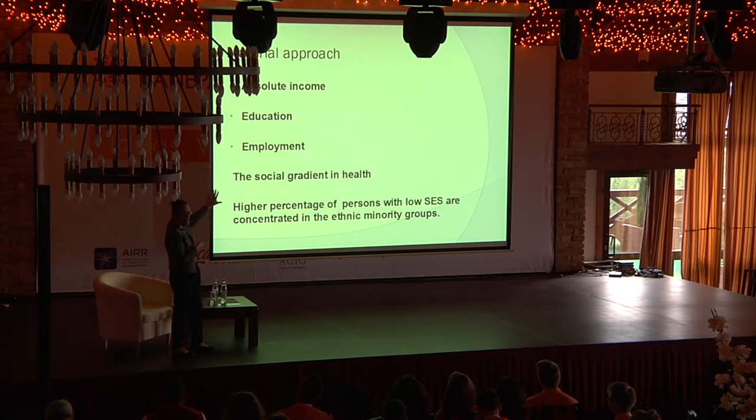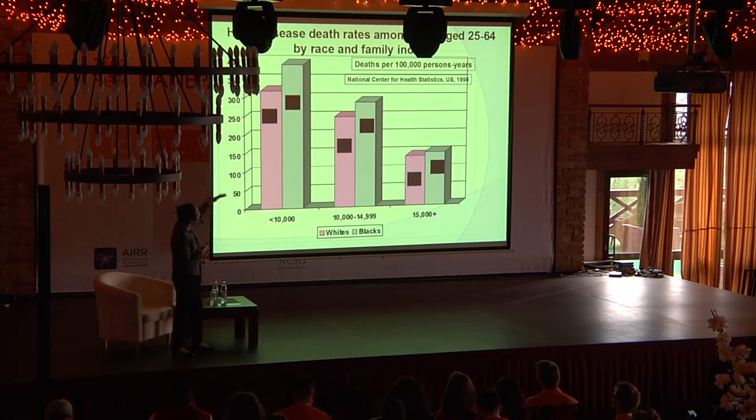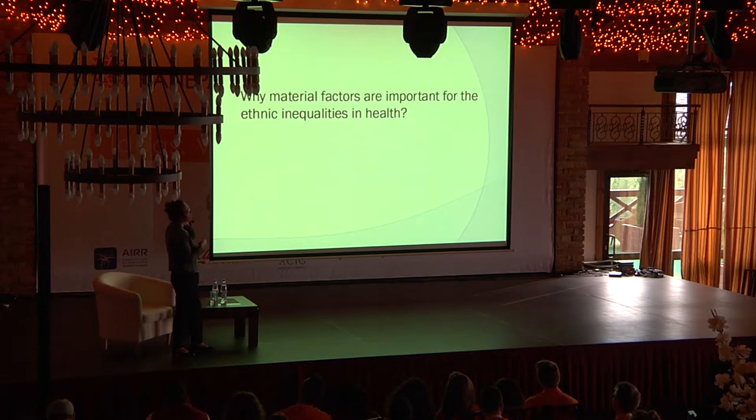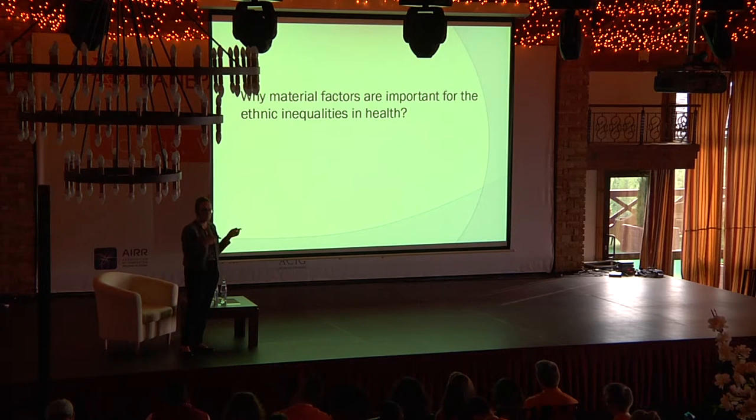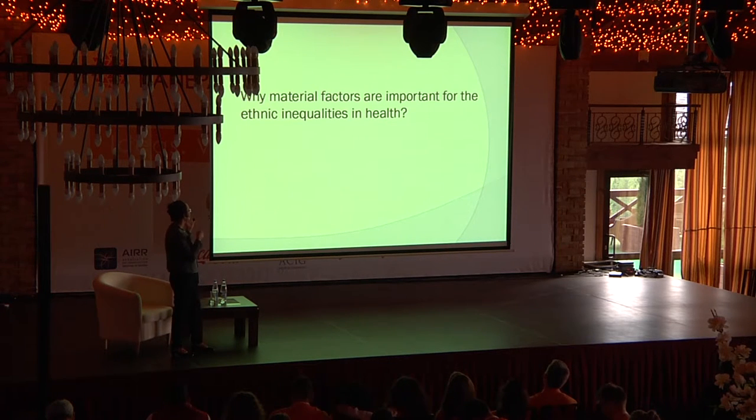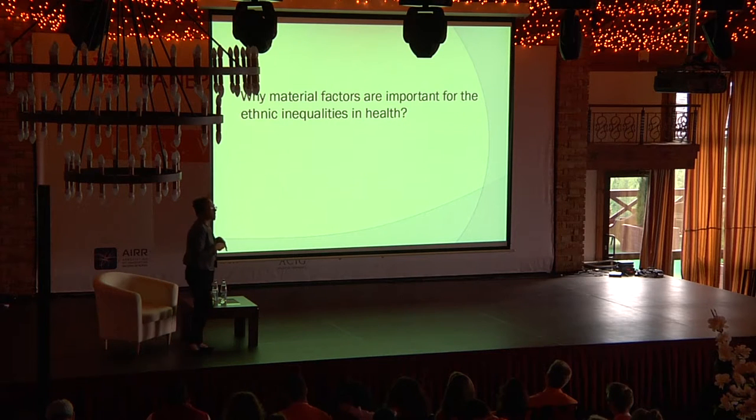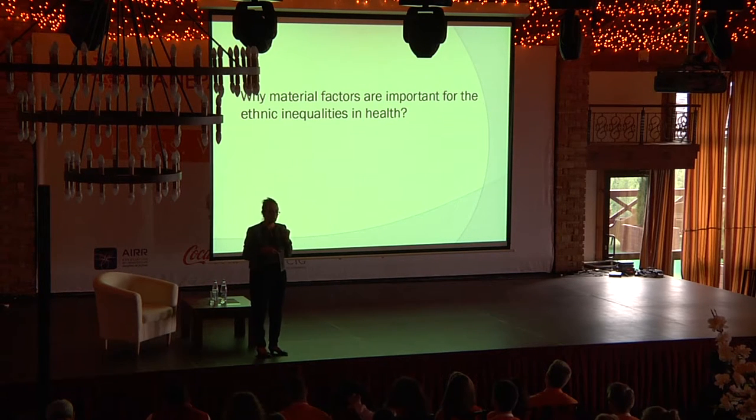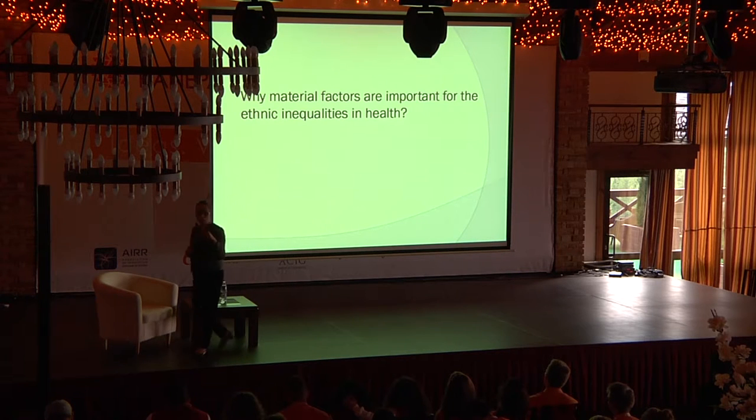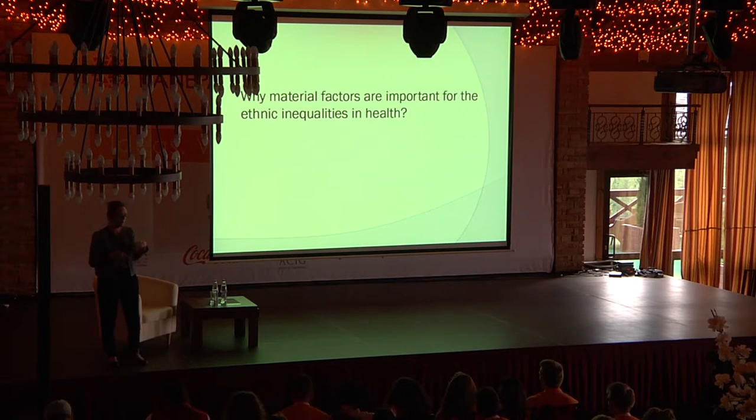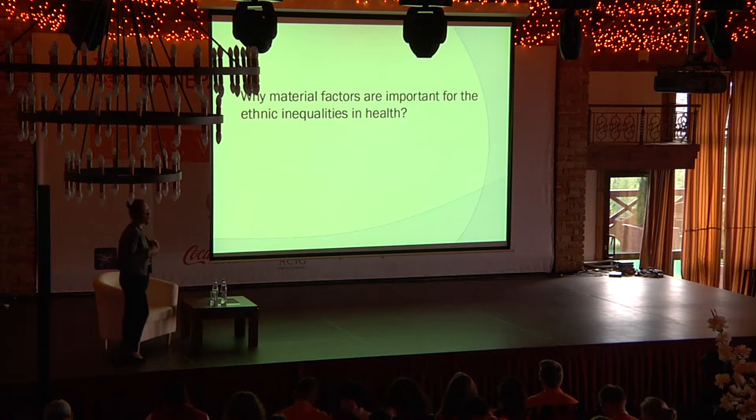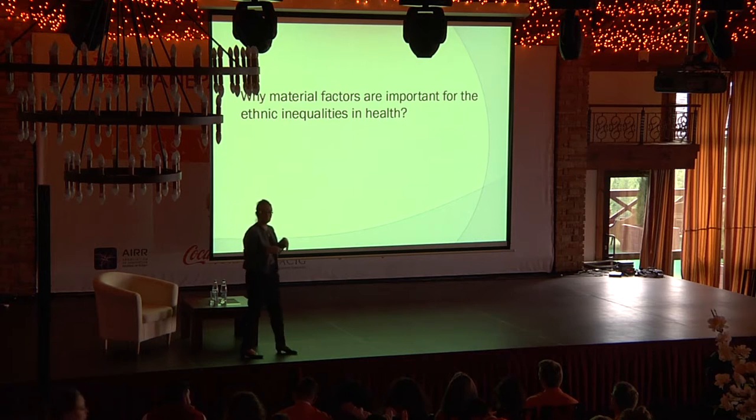One type of research is related to these factors, studying how income, education, and employment can create the gradient that I showed you in health. Many of the studies examine the different health indicators in relation to education, income, and these factors. But my question is, why are these factors important? Why is education important? Why is income important? What does this do to your health? Why are the socioeconomic position or the material factors important? Yes, please.